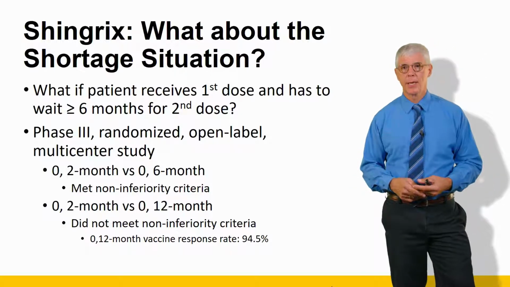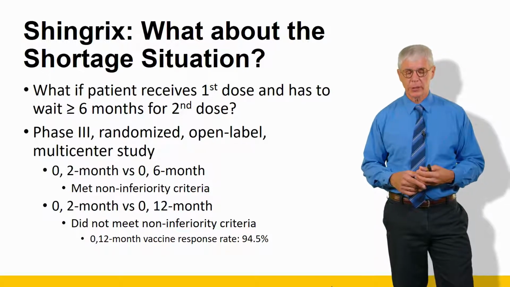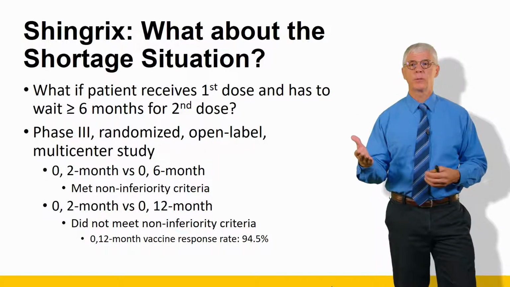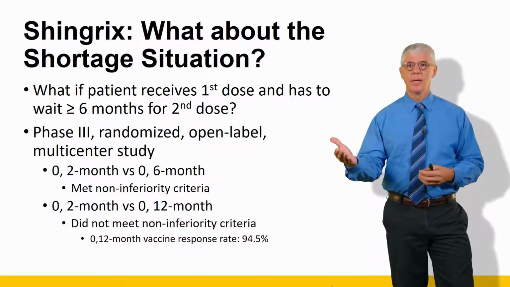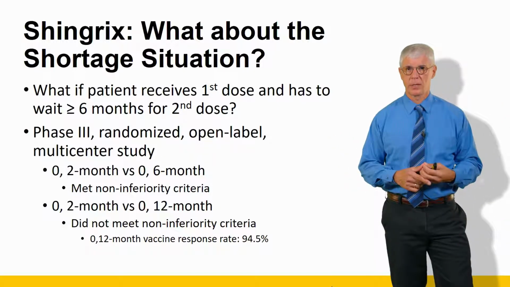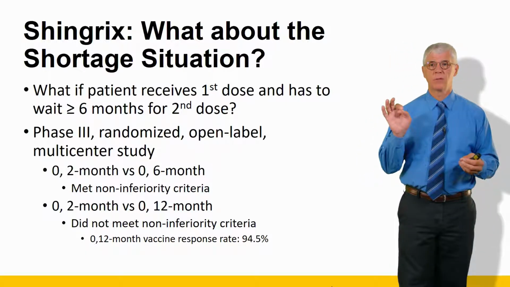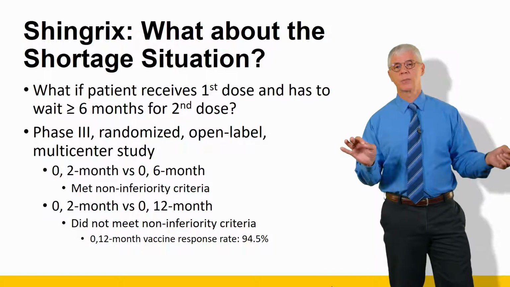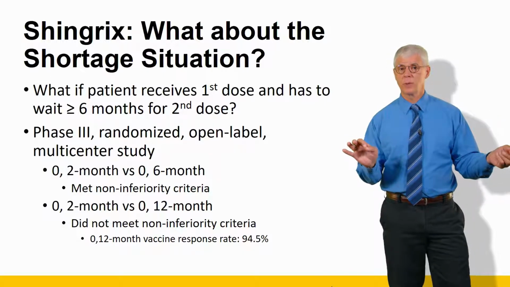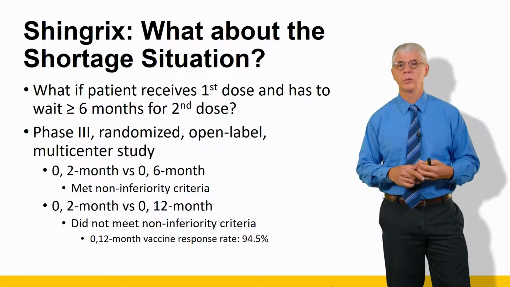But what we started to hear several months ago was what happens if a person gets the first shot and they can't get the second shot for longer than 6 months. So remember, Shingrix is a 2-dose series, so we have to give a dose and then we give a dose 2 to 6 months later. Well, what happens if 7 months later we still haven't got the second shot because it's on shortage? What do we do about that?